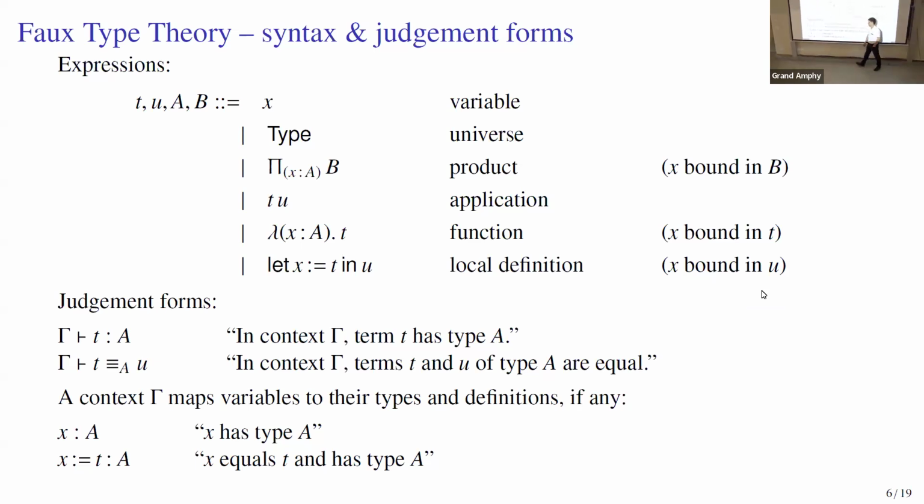And the other one is X defined to be something. So our context can also store the fact not only that X has type A, but also that it's equal to some term T. That's also something that can be inside a context. Again, this is already the kind of thing you won't normally see in a textbook of type theory.